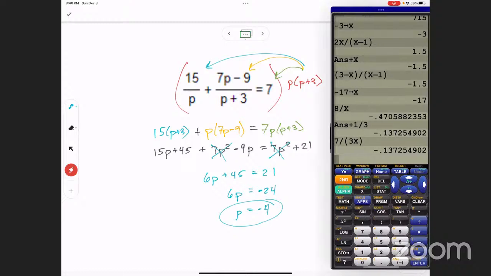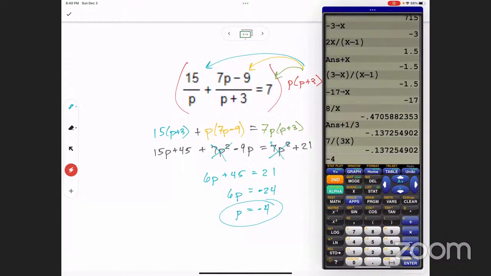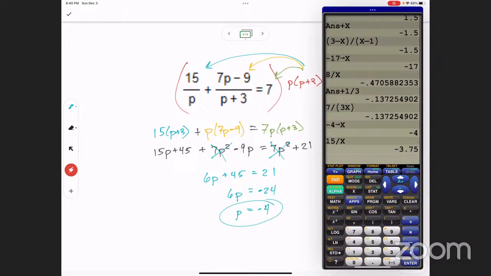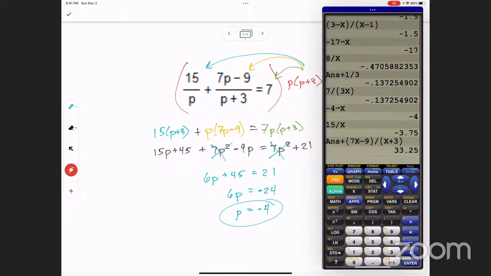Again, use your store button. -4, store it for X, if they allow you to have a calculator with you. 15 divided by X plus 7X minus 9 divided by X plus 3, and my answer should be 7. That's not good.